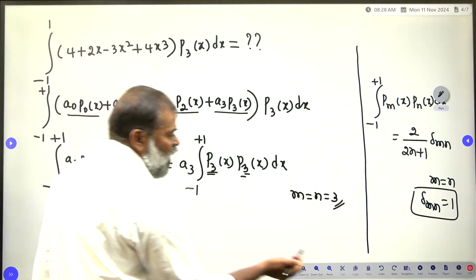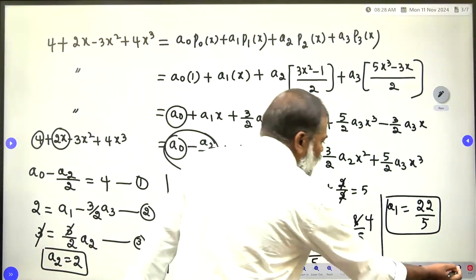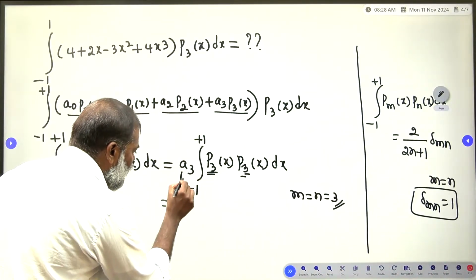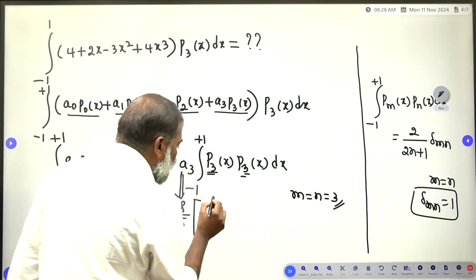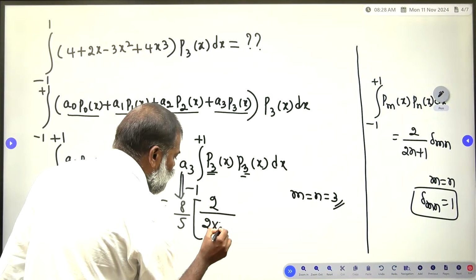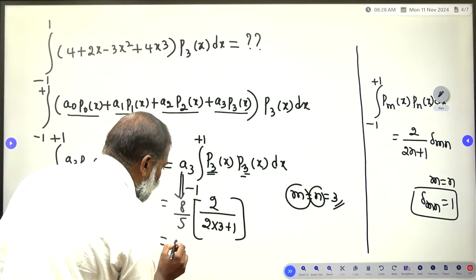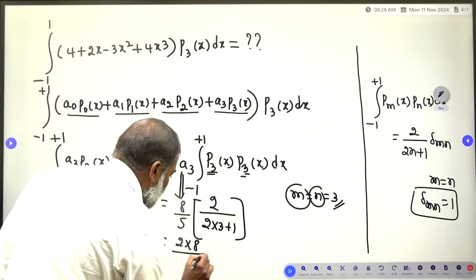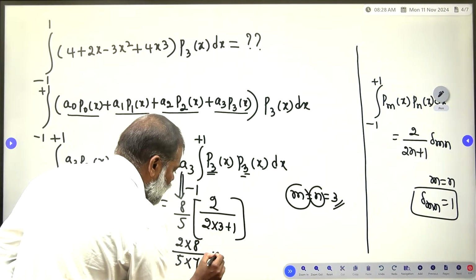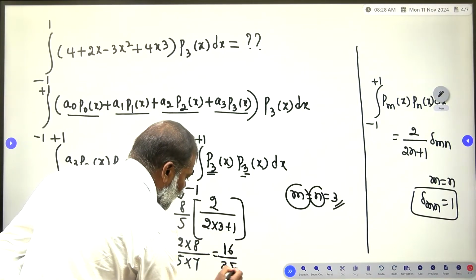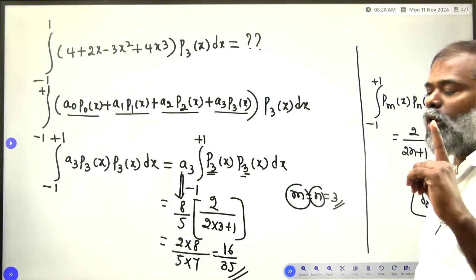A3 is equal to, already we calculated that value. A3 is equal to how much value? 8 by 5 we are getting. A3 value is 8 by 5. So based on this formula, 2 is divided by 2 into 3 plus 1, because n or m is equal to 3. Therefore, 2 into 8 divided by 5 into, 2 threes are 6 plus 1 is 7. Therefore, 16 by 35. This is your real integral value based on the orthogonality property.